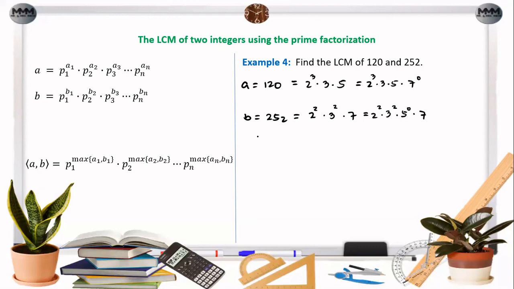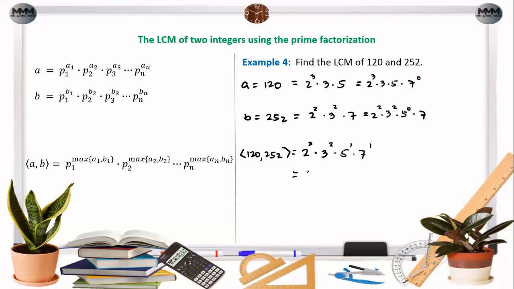Hence, the LCM of 120 and 252 is equal to, for our P1, 2 raised to the maximum of 3 and 2. The maximum of 3 and 2 is 3. Times 3 raised to the maximum of 1 and 2, which is 2. Times 5 raised to the maximum of 1 and 0, which is 1. Times 7 raised to the maximum of 0 and 1, which is 1.